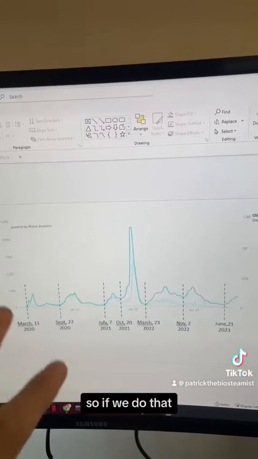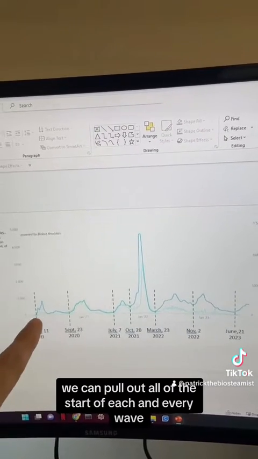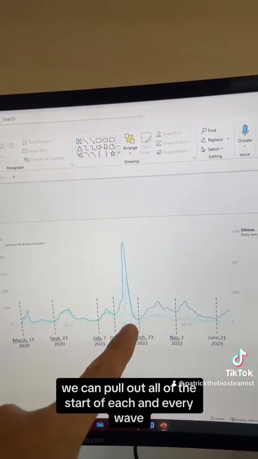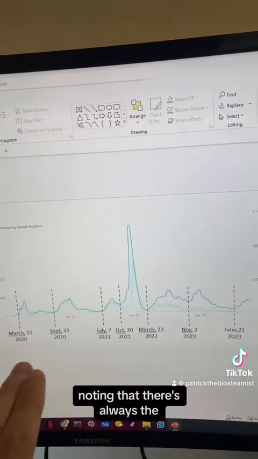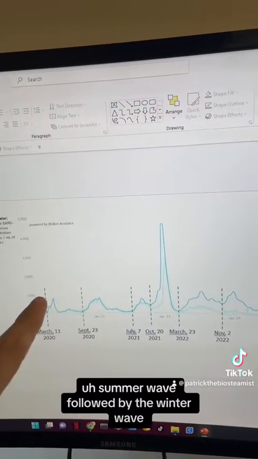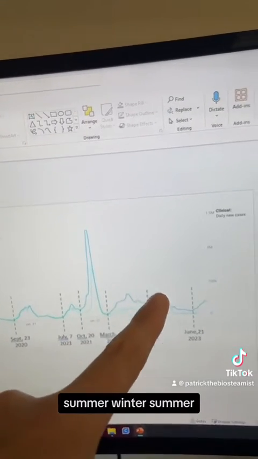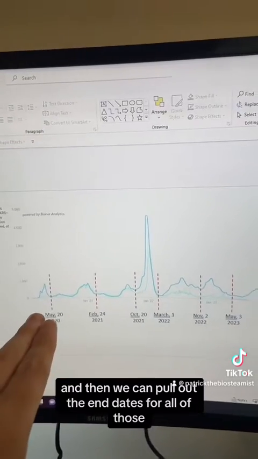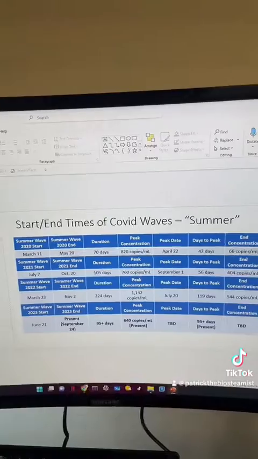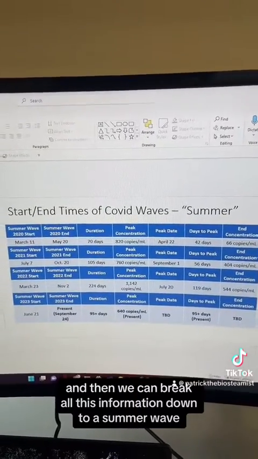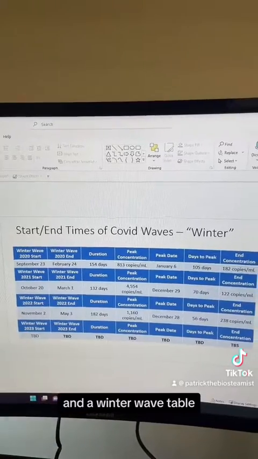So if we do that, we can pull out the start of each and every wave, noting that there's always the summer wave, followed by the winter wave, summer, winter, summer, winter, summer. And then we can pull out the end dates for all of those. And then we can break all this information down into a summer wave and a winter wave table.